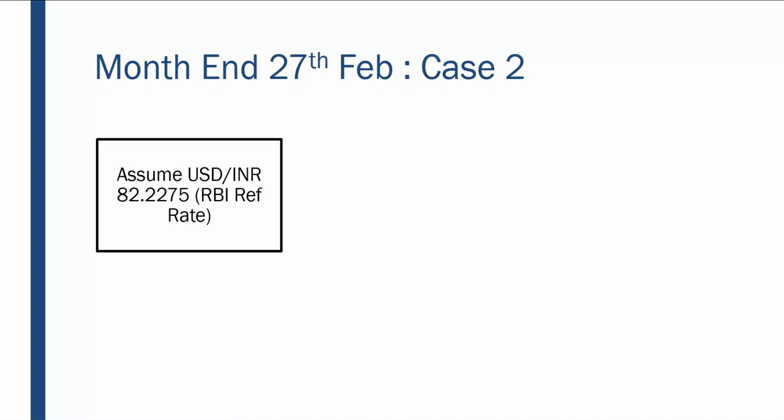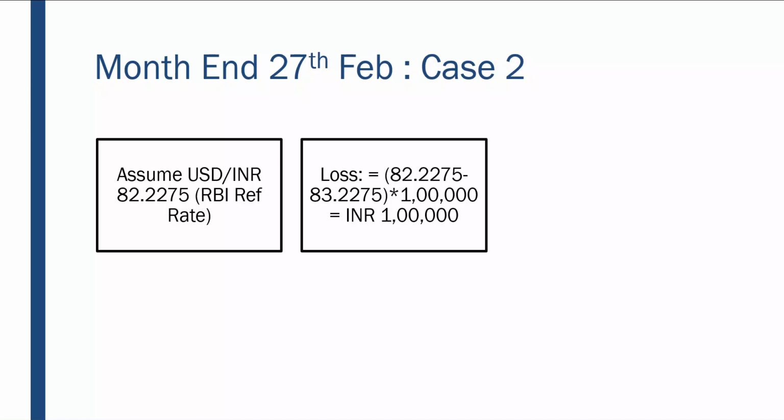Now the second case is the price can go up also, the price can go down also. Now what happens? The price goes down to 82.2275. So I am a loser. As an importer, I am happier. As an importer, I have to pay less. When I go to the bank, they will say give me 82.227, at that time the price was 83. So I am happier as an importer. But in the stock exchange, I have lost money because I have hedged my transaction. So there will be a loss of 1 lakh rupees.